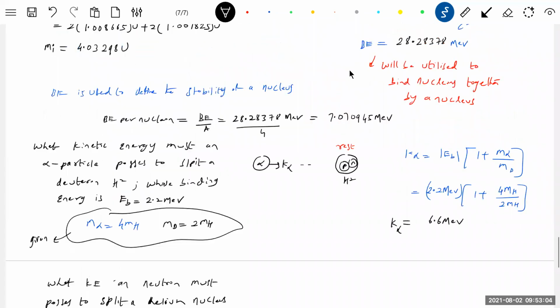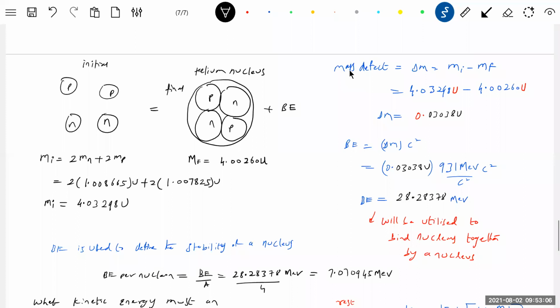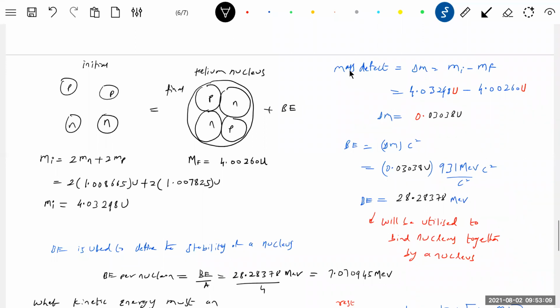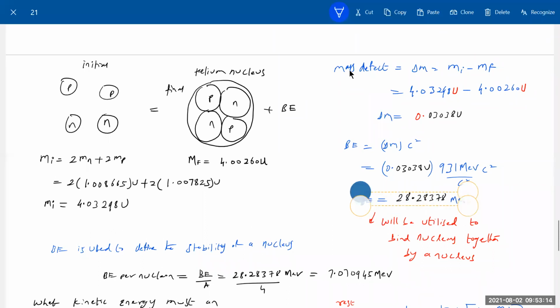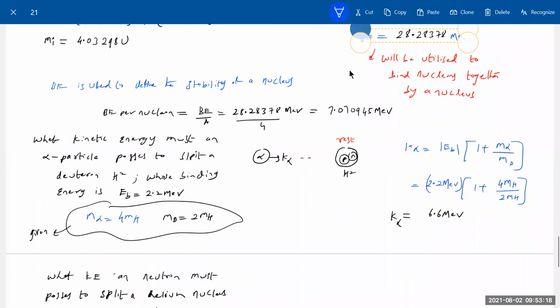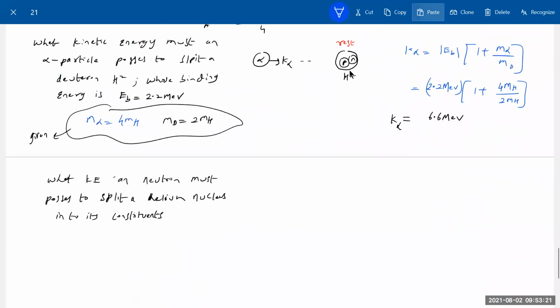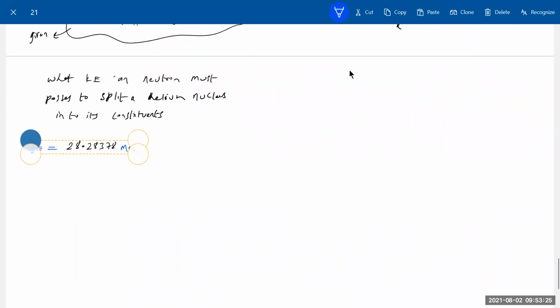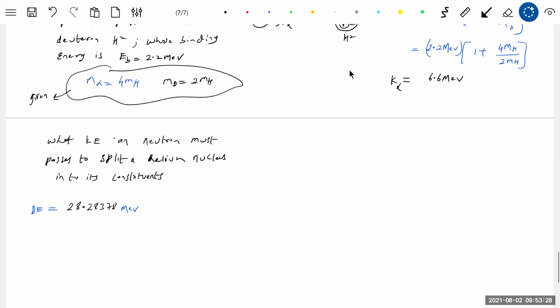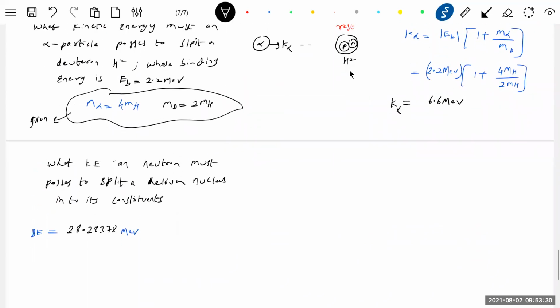Just now we have discussed the binding energy of the alpha particle. How much is it? 28.28378 megaelectron volt. You do get questions of this kind, and students should understand the methodology. That's all. There's a binding energy of the helium nucleus.